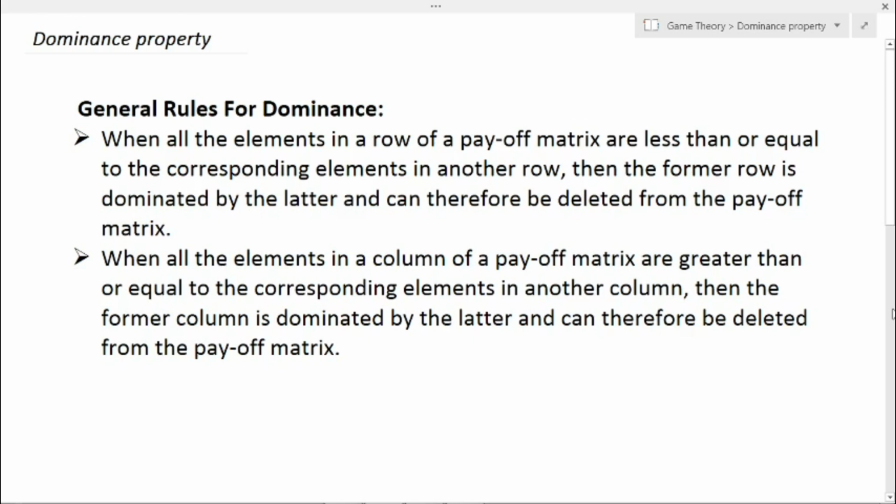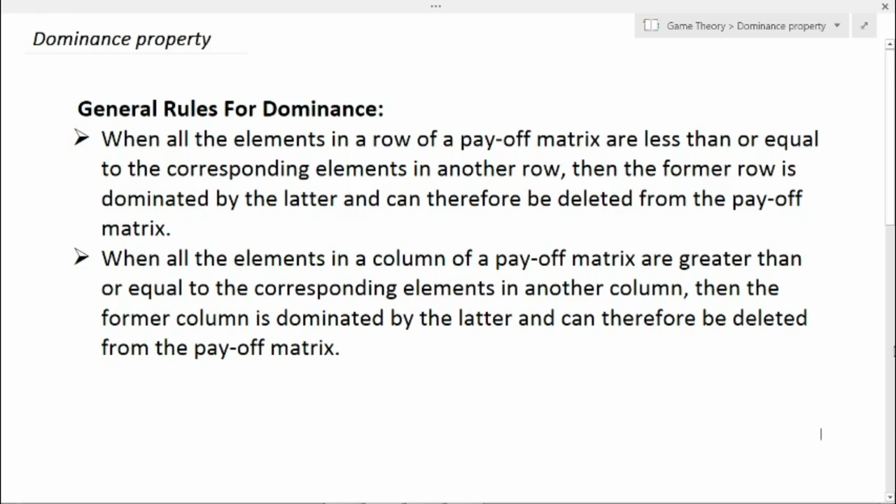Now we are going to solve pure and mixed strategy problems by using dominance property. Dominance property is nothing but a dominated row or column may be deleted to reduce the size of the matrix, as optimum strategies of the two players will remain unaffected. For solving the game by using dominance property, we have some rules. First one is, when all the elements in a row of a payoff matrix are less than or equal to the corresponding elements in another row, then the former row is dominated by the latter, and therefore it is deleted from the payoff matrix.